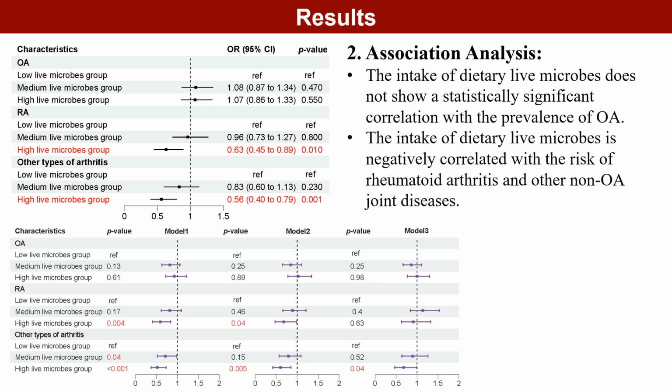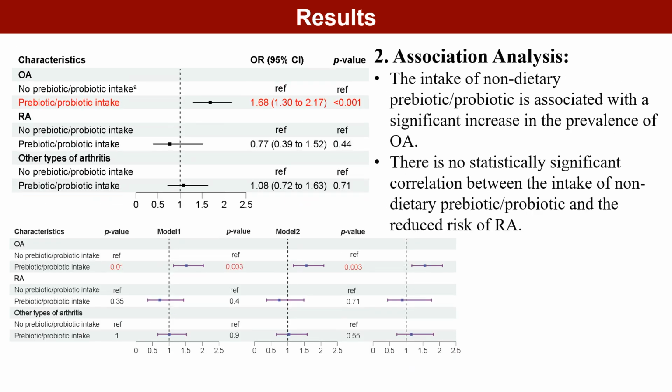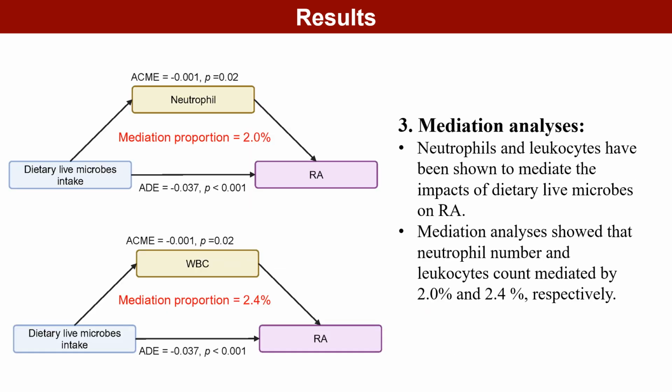Then, in the association analysis, the results from univariate and multivariate logistic regression analyses indicate that the intake of dietary live microbes is not statistically significantly correlated with the prevalence of OA, but it is negatively correlated with the risk of rheumatoid arthritis and other non-OA joint diseases. Similarly, the analysis results from both univariate and multivariate logistic regression show that the intake of non-dietary prebiotic/probiotic is associated with a significant increase in the prevalence of OA, while there is no statistically significant correlation with the reduction of RA risk.